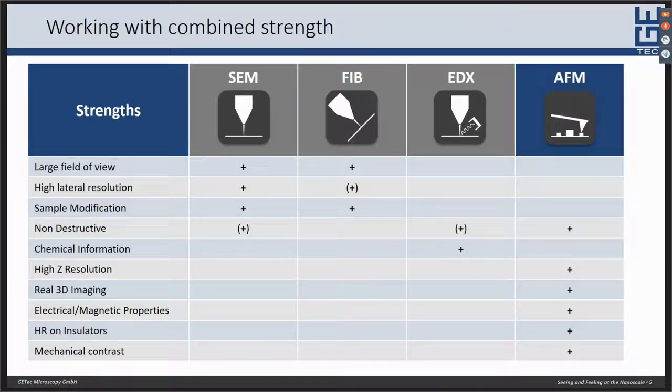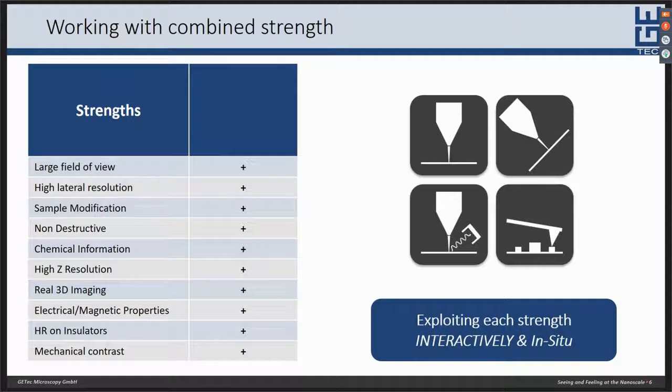The AFM, on the other hand, has a variety of complementary strengths. Here you can measure real 3D images with sub-nanometer Z resolution. You can analyze electrical and magnetic properties of your sample, and you can get information on the mechanical properties. This is the reason why you want to combine all of these techniques in one single instrument in order to exploit each of these complementary strengths interactively and in situ.